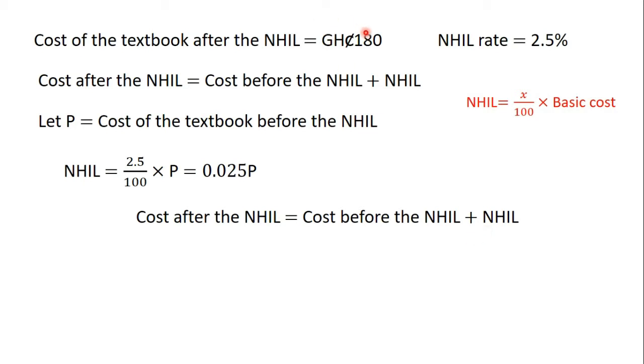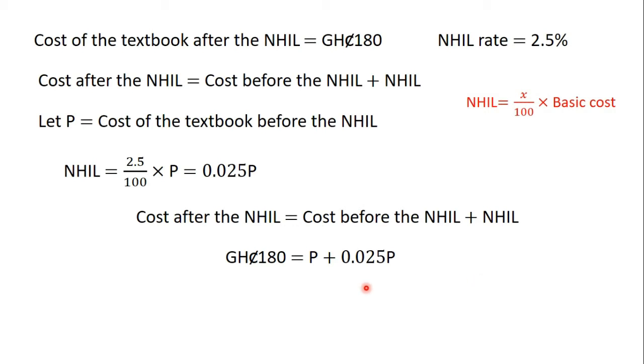We have seen that cost after the NHIL is equal to cost before the NHIL plus the NHIL itself. In the question, we were given the cost after NHIL as 180 Ghana cedis. We have represented the cost before NHIL with P, and we have found NHIL as 0.025P. So we substitute this information into the formula. We will have 180 Ghana cedis is equal to cost before NHIL, which is P, plus NHIL, which is 0.025P. Now this becomes a linear equation, so we solve for P.